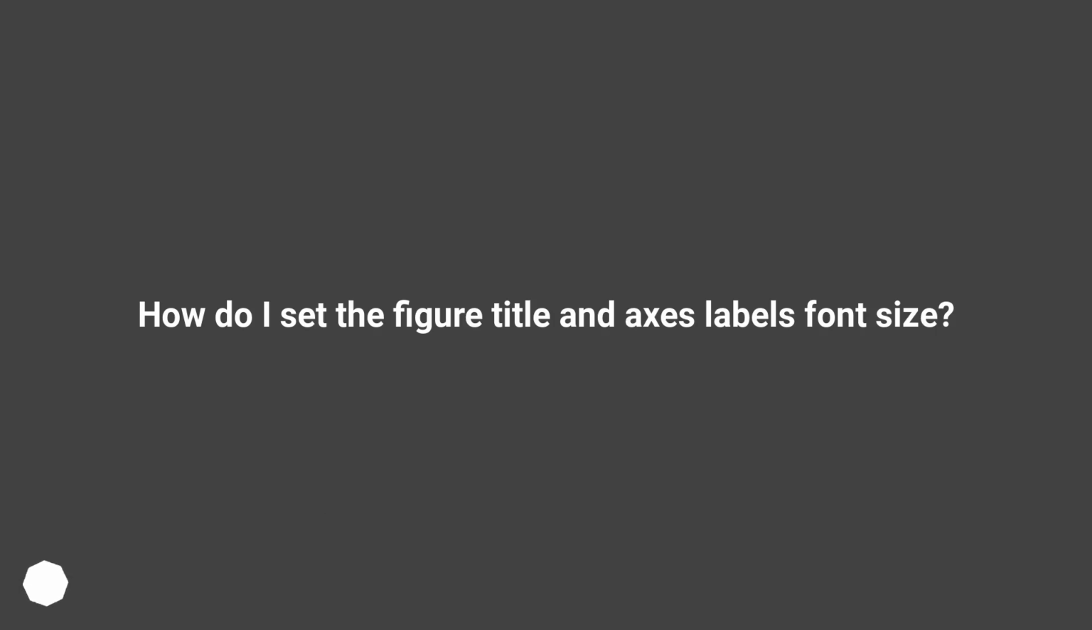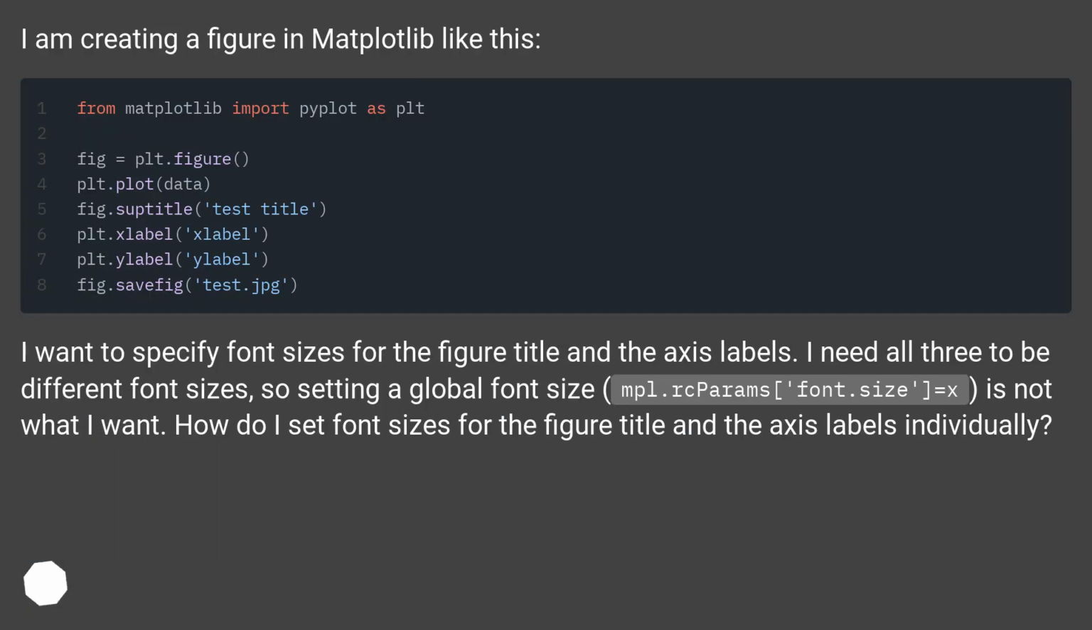How do I set the figure title and axis labels font size? I am creating a figure in matplotlib like this. I want to specify font sizes for the figure title and the axis labels.